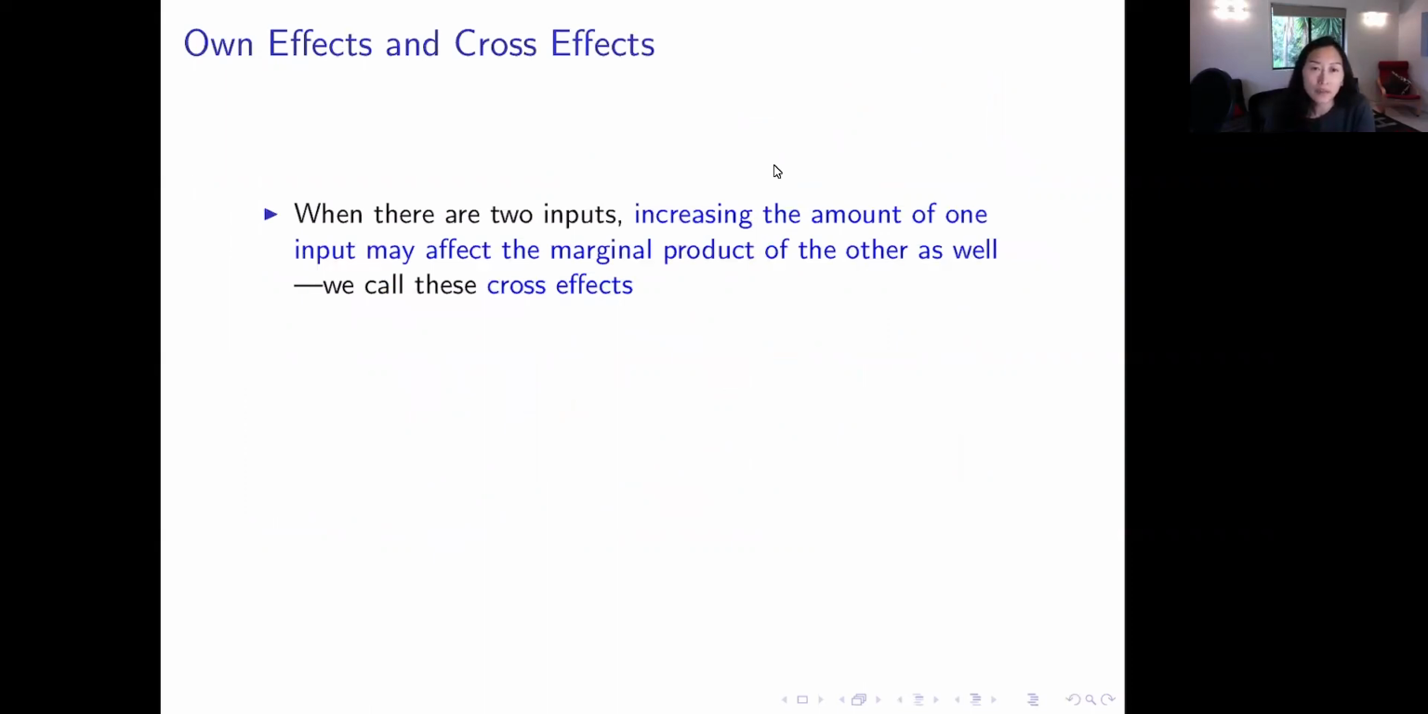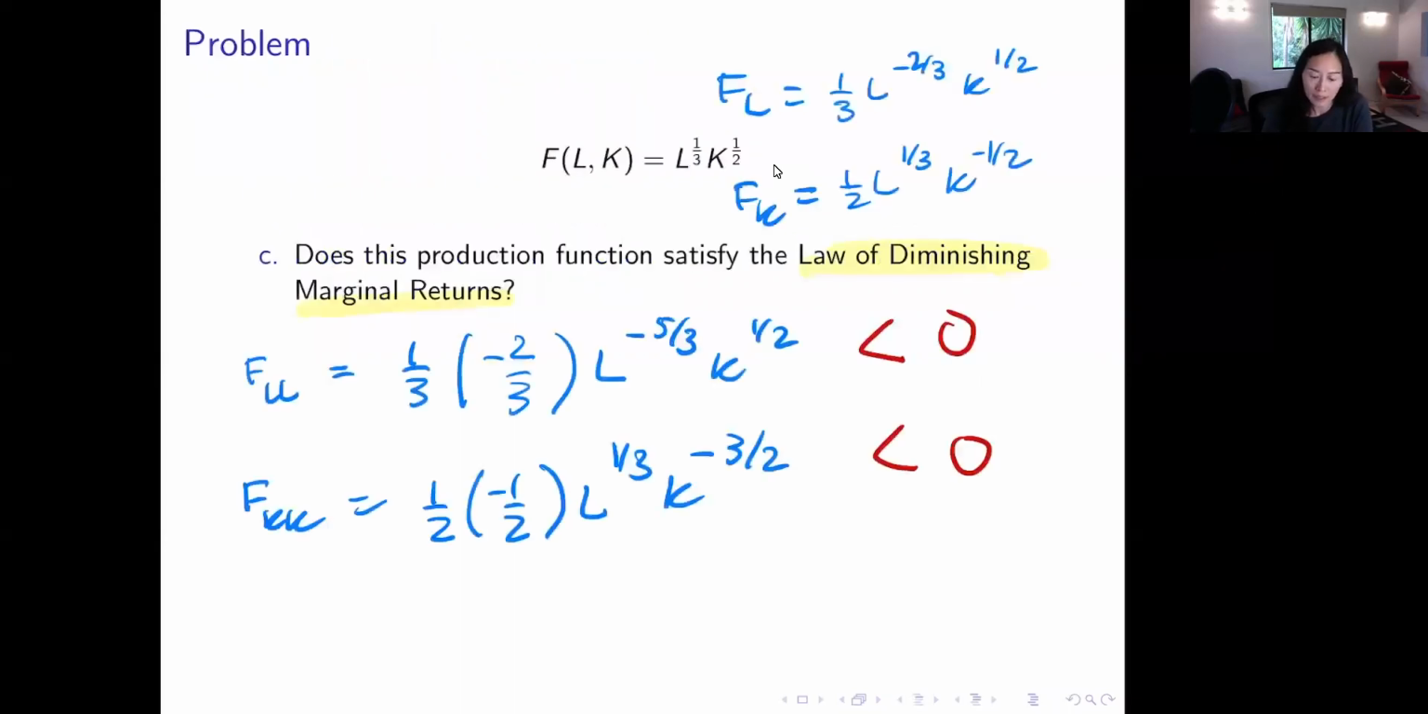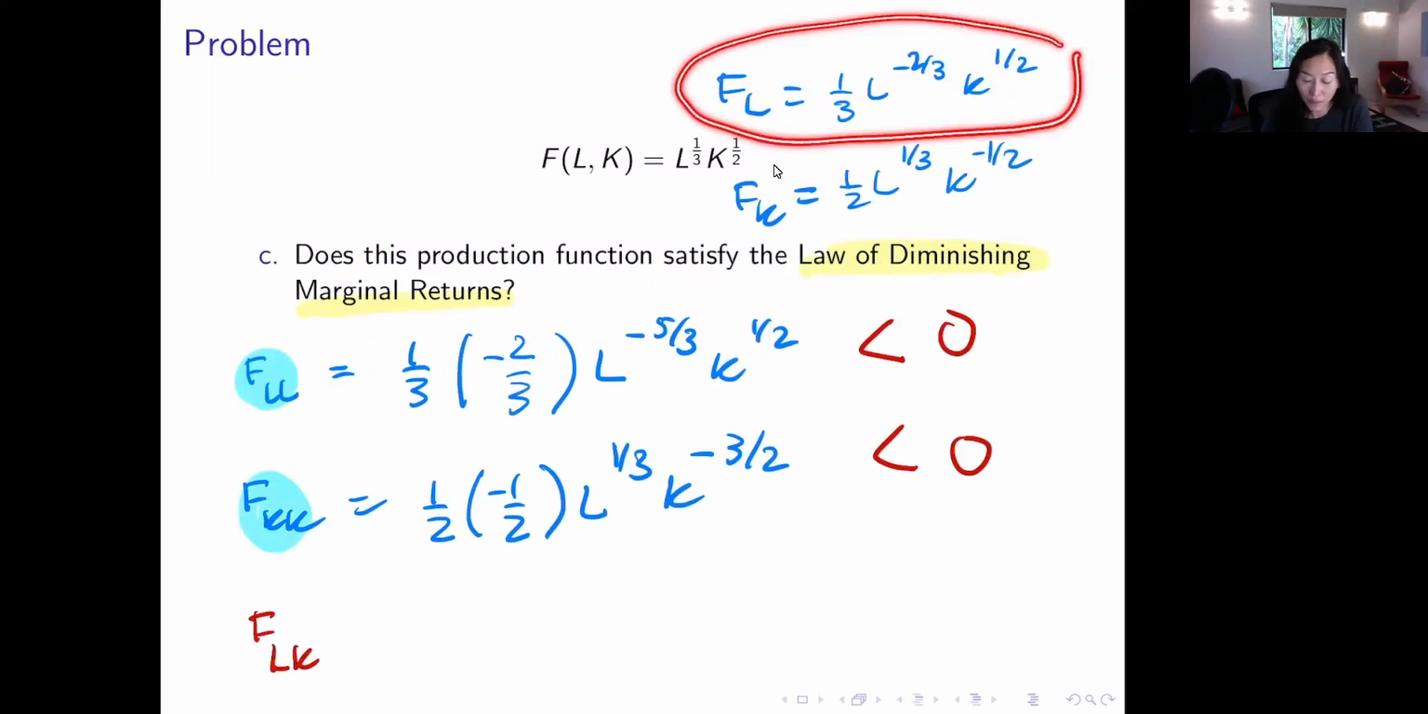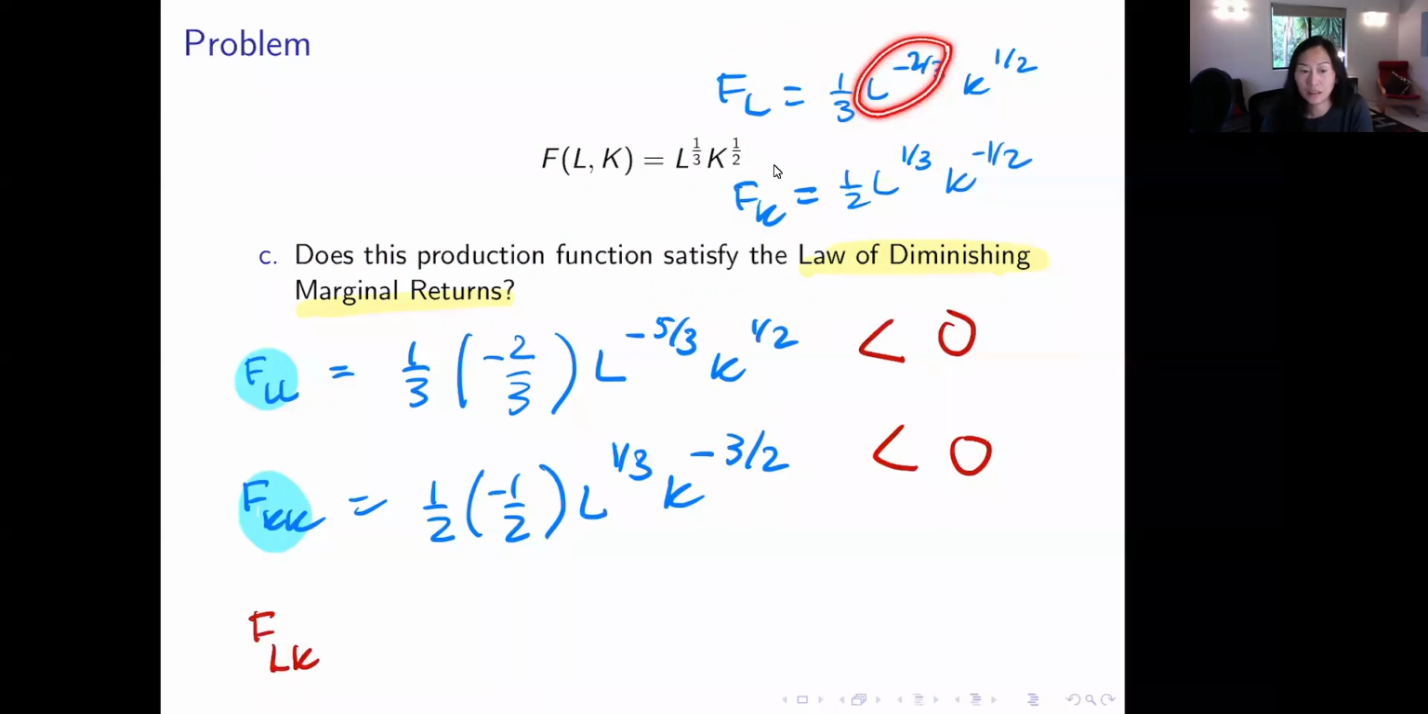Next, on effects and cross effects. FLL is called the own effect. FKK is our own effect. If we have FLK, that is called the cross effect. Let's say that I take the derivative of this function, but instead of with respect to L, now I take it with respect to K. That means that L is now a constant for this function, and K would be a variable.